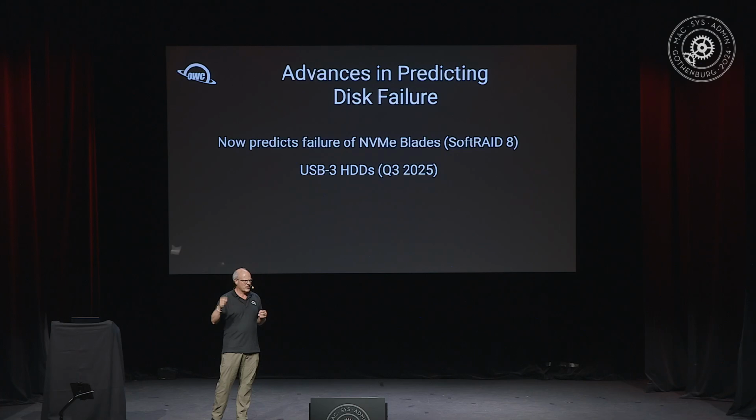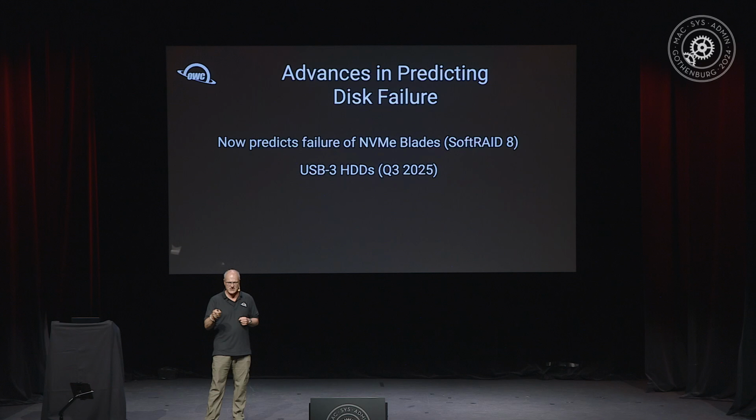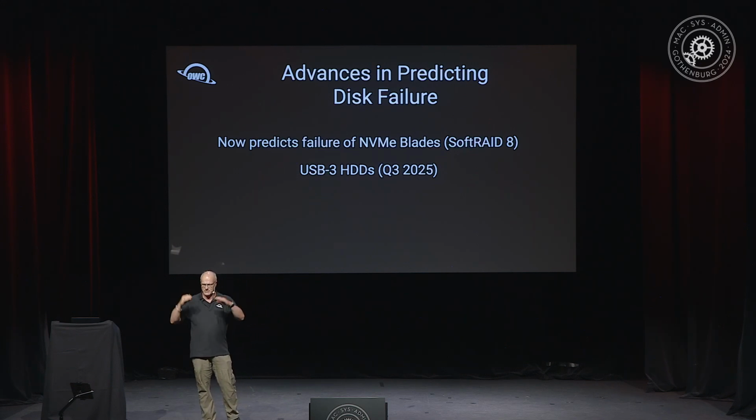So we incorporated this into SoftRAID. We've been having it for years and years. And I really wanted to do something other than just SATA drives. So I decided that we were going to do the engineering work to support NVMe blades. And as of SoftRAID 8, we support predicting failure on NVMe blades. I think this is really exciting. We actually will predict failure on your internal storage on your MacBook Pro because the MacBook Pro is NVMe. On the Mac Pro, it's a different architecture, so we don't actually have visibility into that.